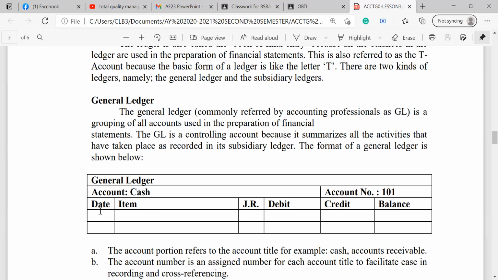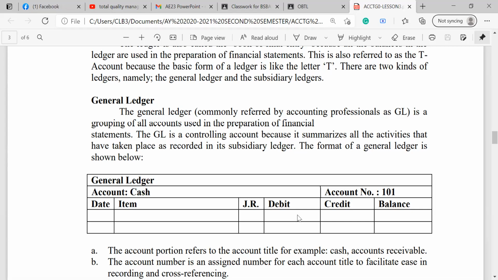Okay? So, nakalagay din dito, meron din room for the date. Of course, yung item, ano ba yung description ng nangyari. JR stands for the journal reference. Okay? So, ano pong inilalagay dito? Anong nilalagay sa JR natin? Saan nanggaling journal yung pinost natin? Remember, when we discussed the journal, meron part yung journal na page number. Okay? So, kapag pinost na po natin siya, kung halimbawa sa page number 1 ang galing yung journal na ipopost natin sa ledger, di page 1 ang ilalagay natin dito. General journal page 1. Okay?